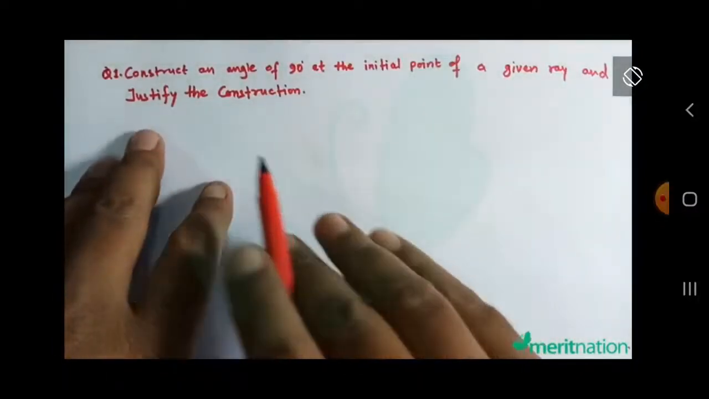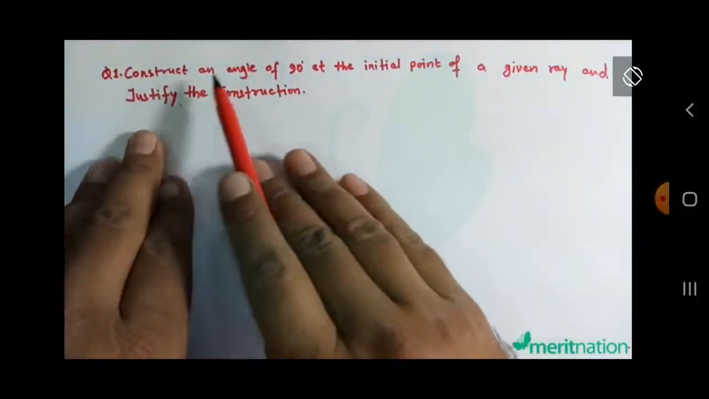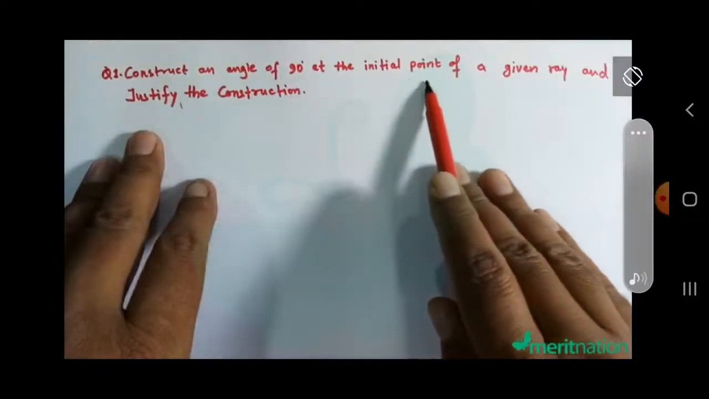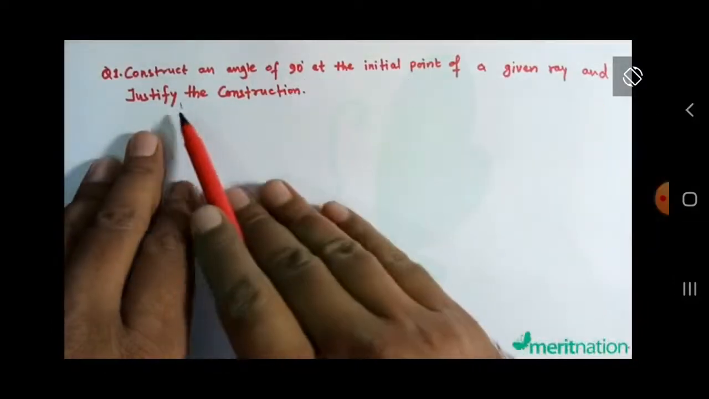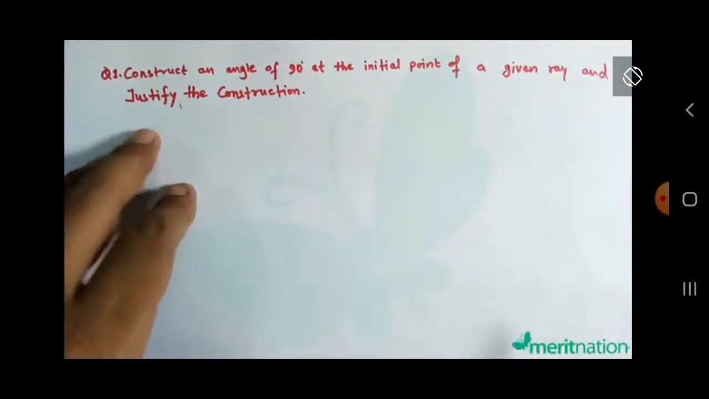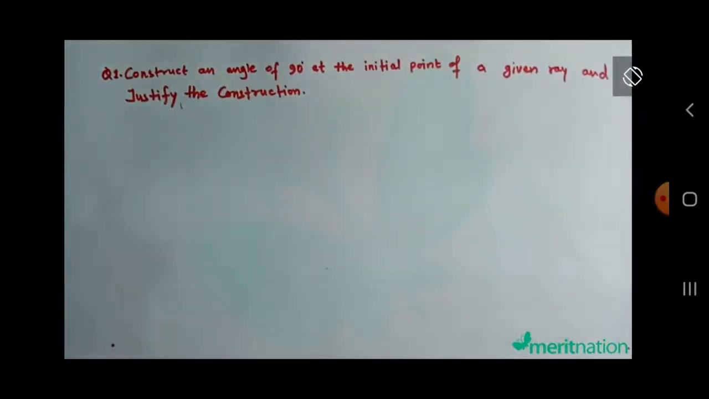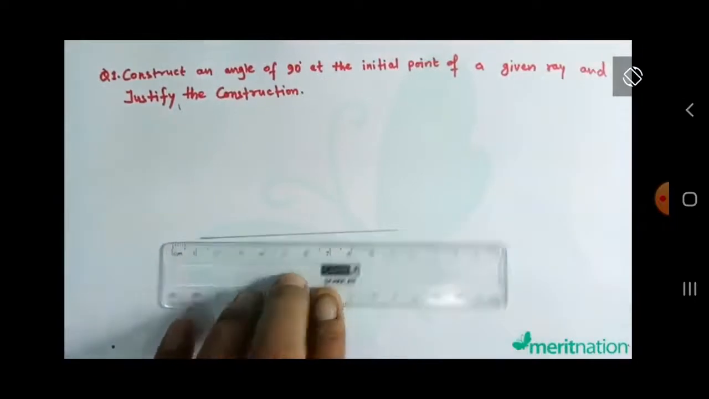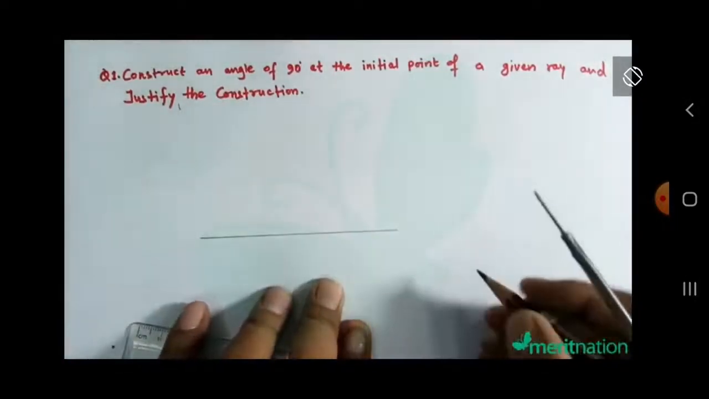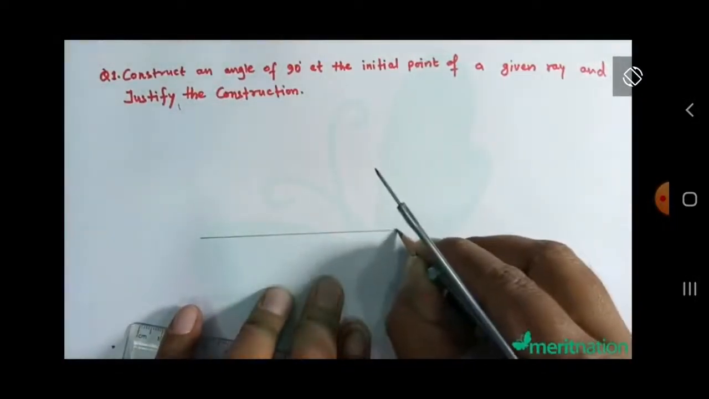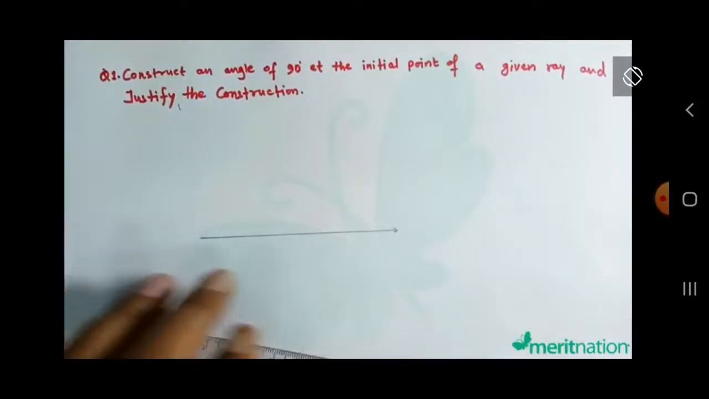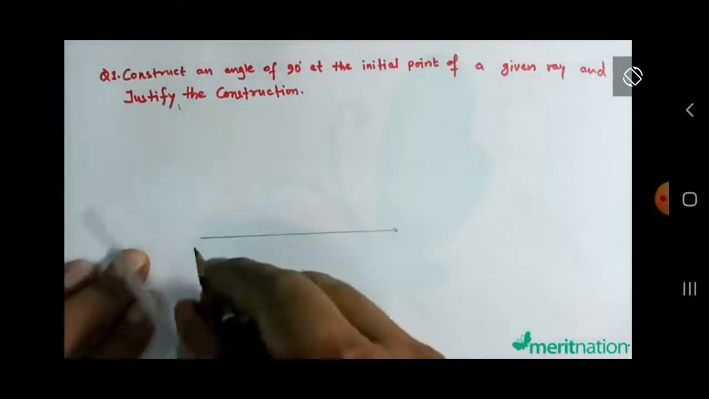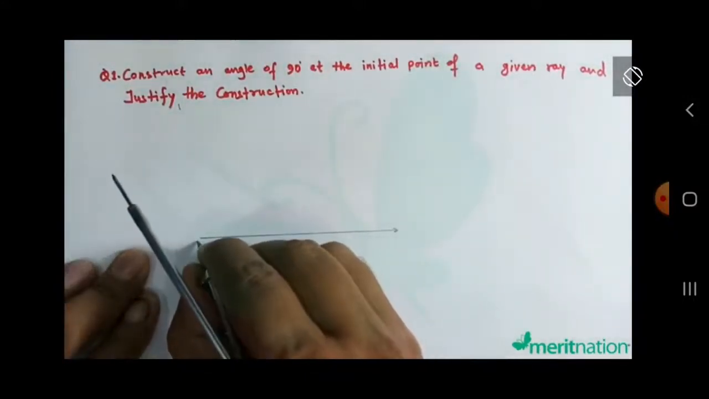Students, here is our question. It says construct an angle of 90 degree at the initial point of a given ray and justify the construction. So first of all, we'll draw a ray. It's a line segment. Let's put the arrow mark on one side. It's a ray. Let's name the initial point to be O.